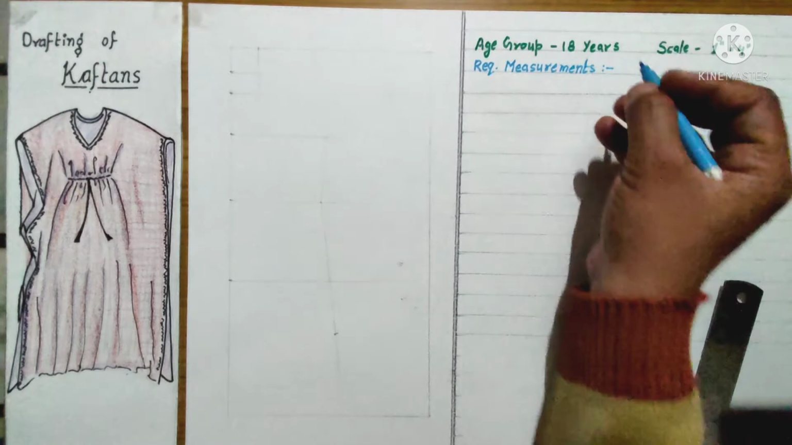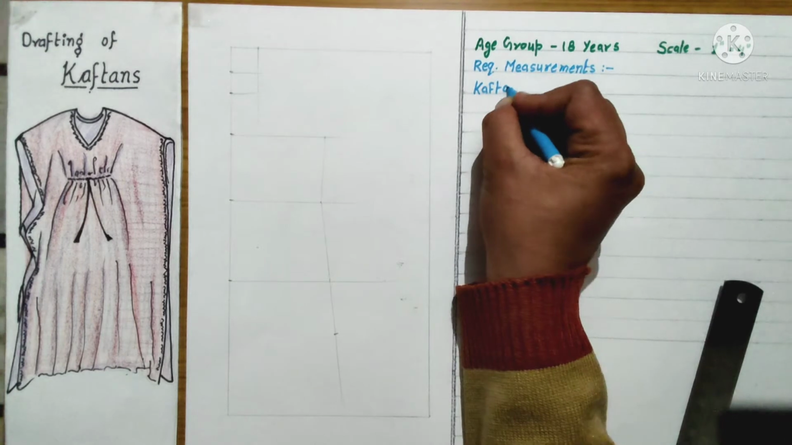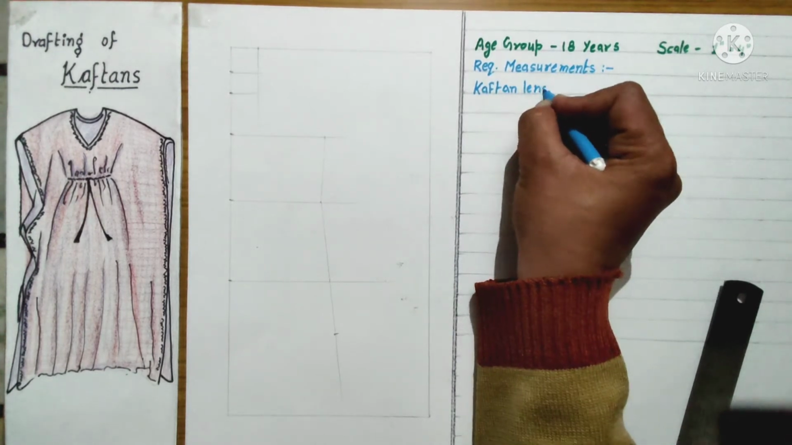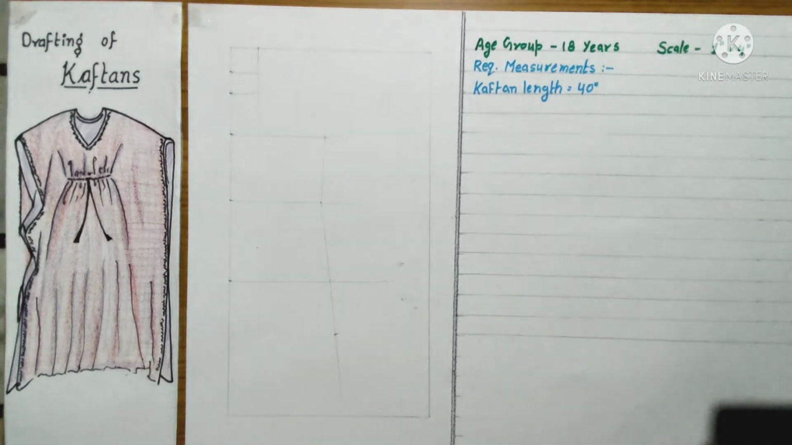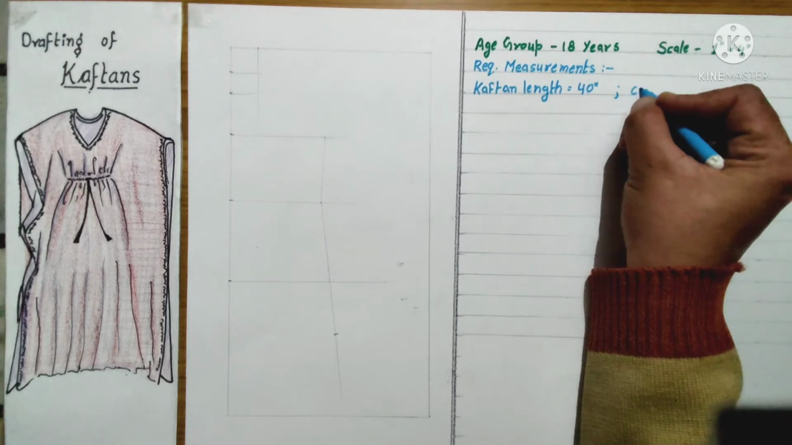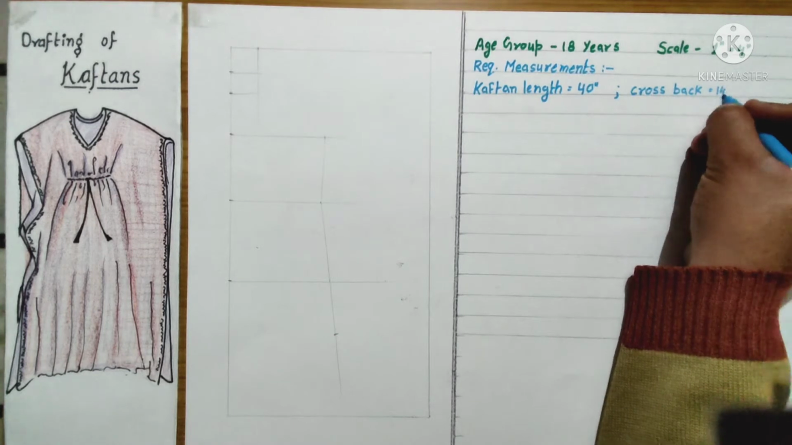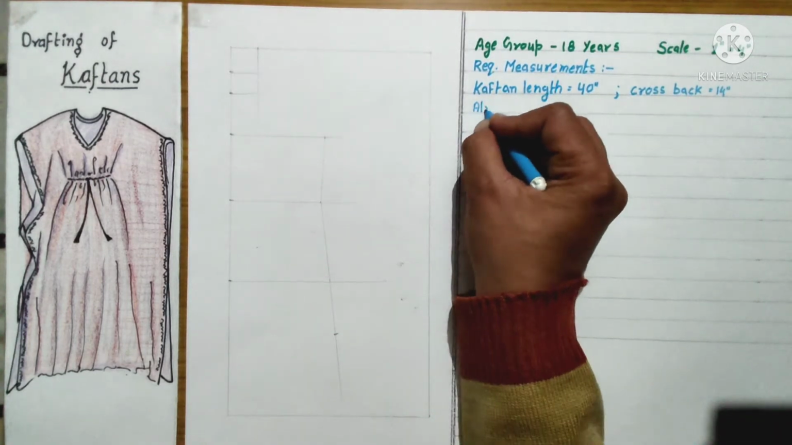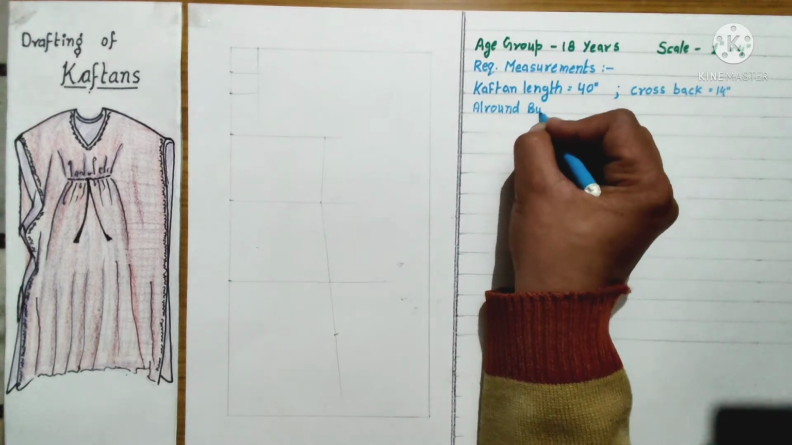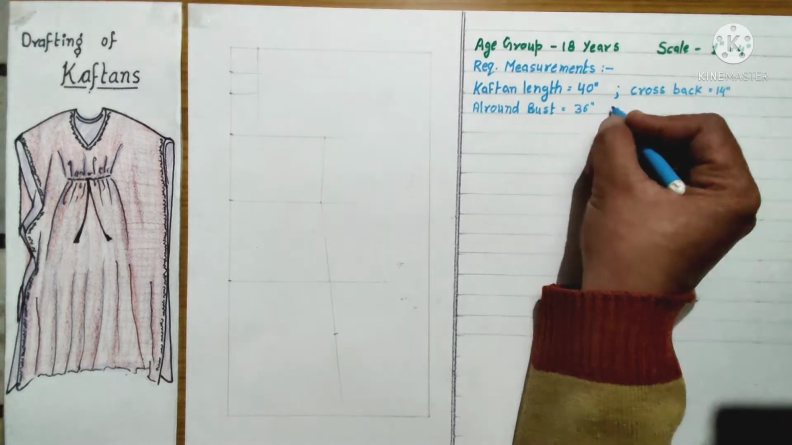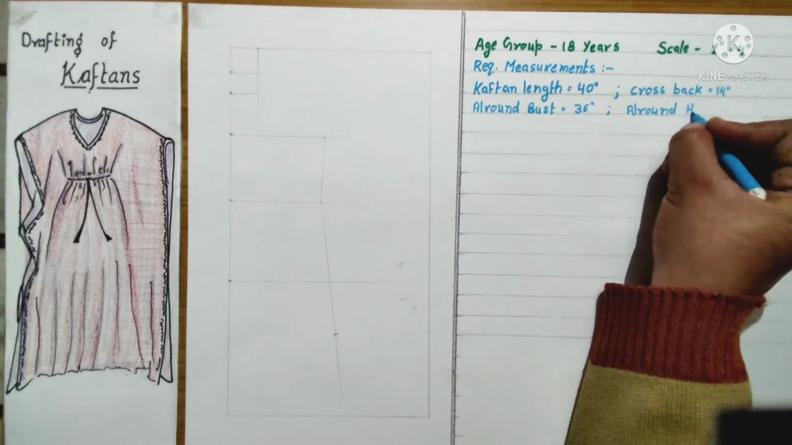The waist length is 15 inches, the hip length or seat length is 23 inches, and apart from that we will be using the kaftan measurement. Otherwise the kaftan is not prepared with measurements, but I generally prefer to prepare it with measurements. So we are taking the kaftan length of 40 inches, and you may increase or decrease the length as per your taste. Second is the cross back, which is generally 14 or 15 inches, or you can increase or decrease as per your measurement. Then all round bust, that is 36 inches, and all round hips, that is 38 inches.